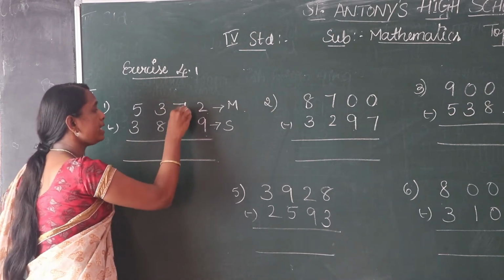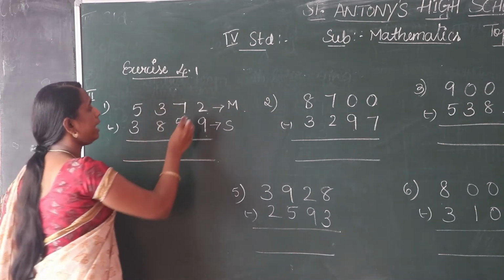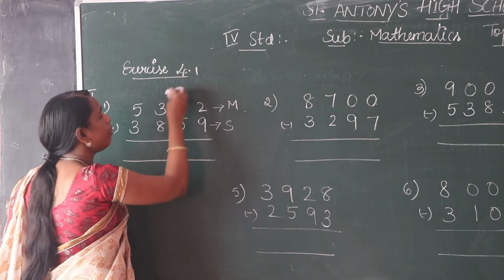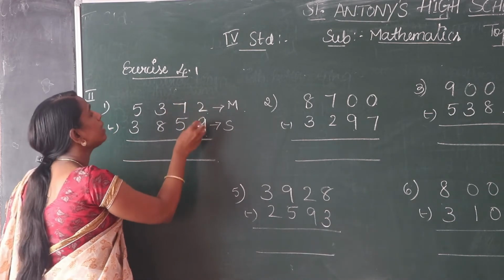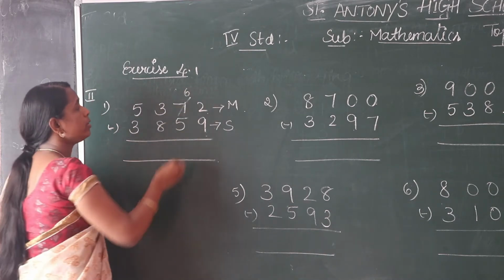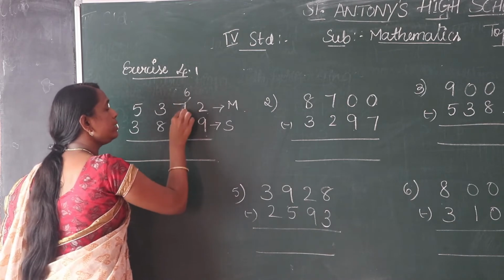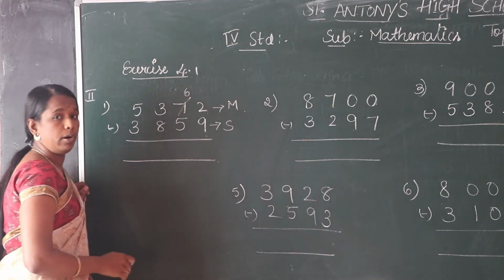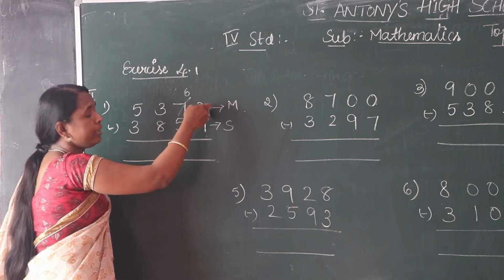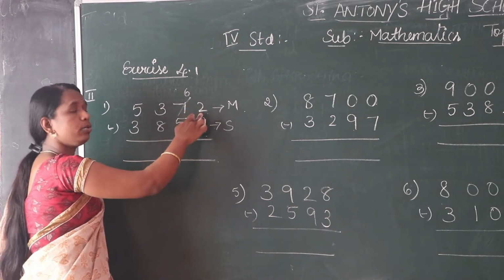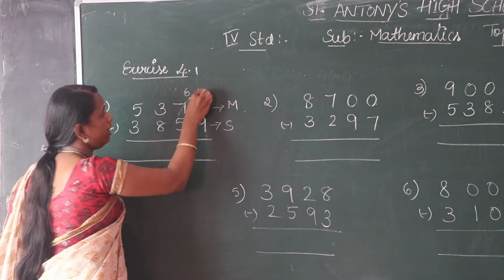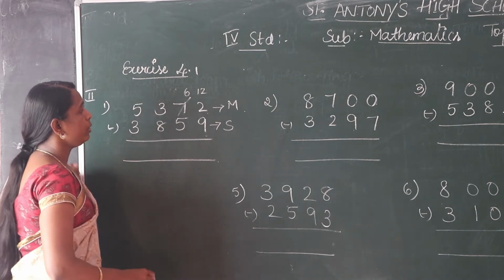So in the tens place 7 is there. So take borrow. Borrow means loan. So take borrow from the tens place. So this 7 becomes 6 while taking borrow. Add 10 to the number. In the unit place 2 is there. Add 10 to this 2. 10 plus 2 becomes 12.